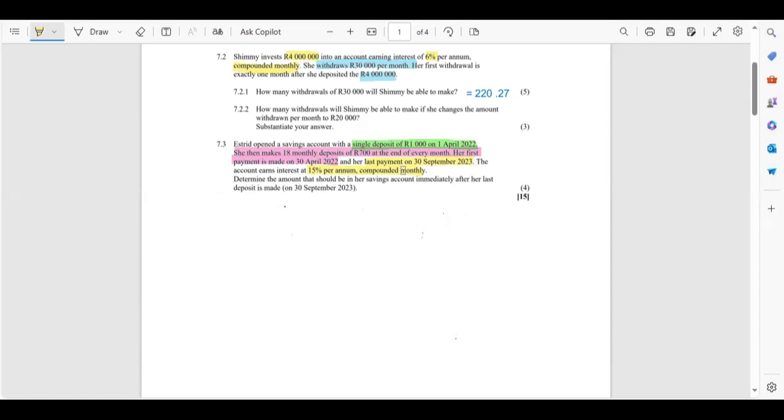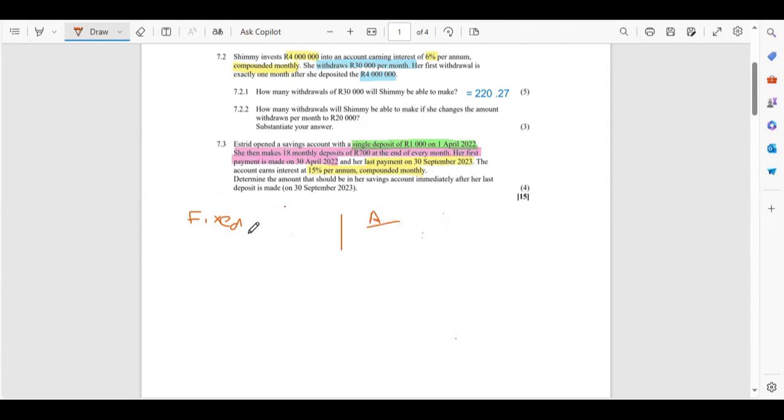Now, there are two types of questions here, or rather two scenarios. One is a fixed deposit, which is this one, right? It's a fixed deposit question. The other one is an annuity. Why? Because she was making a series of equal payments at regular intervals, 700 rands at the end of every month, right? Now, this is an annuity question.